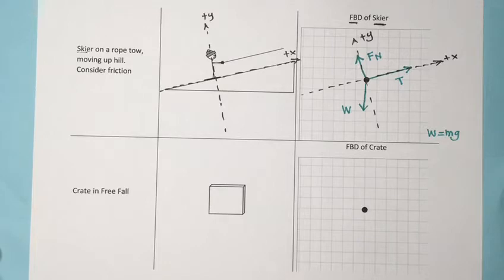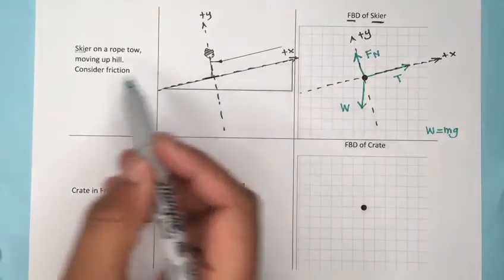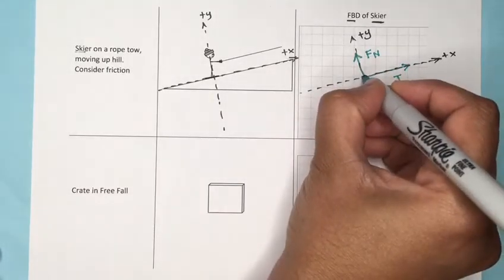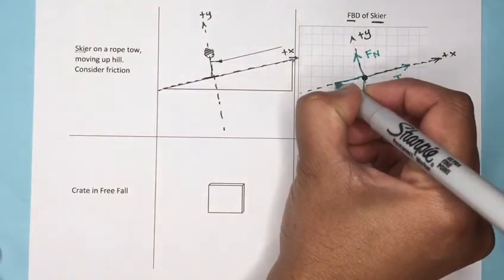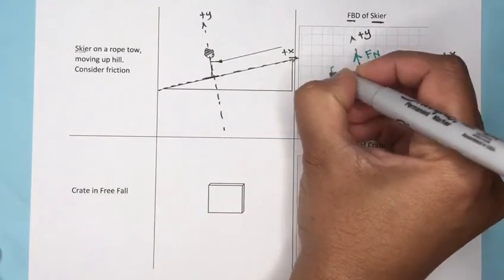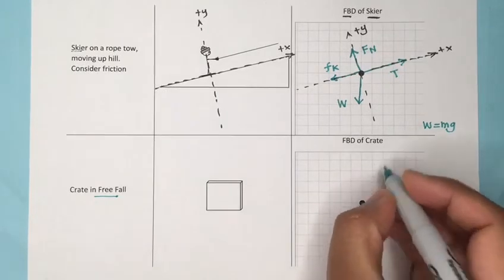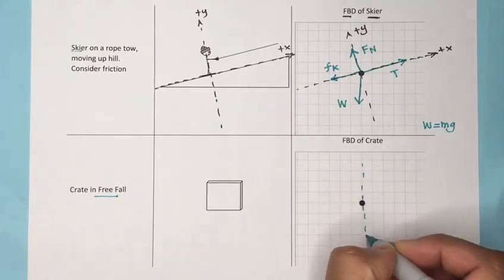And the next force, okay, so we have to consider the friction. The skier is moving up the hill. Friction always opposes the motion, so the friction force should be opposite to the direction the skier is moving, and it's kinetic friction because the skier is in motion. Since this is an inclined plane problem, guys, I do not expect you to pay attention to the relative size of the forces. Because it's really hard to do that for an inclined plane problem.